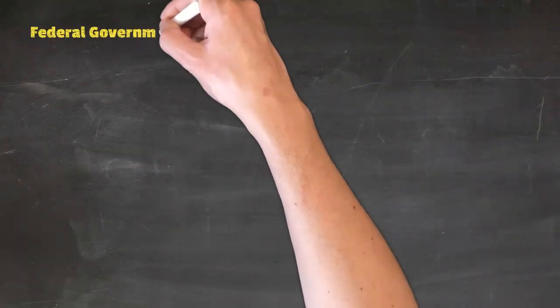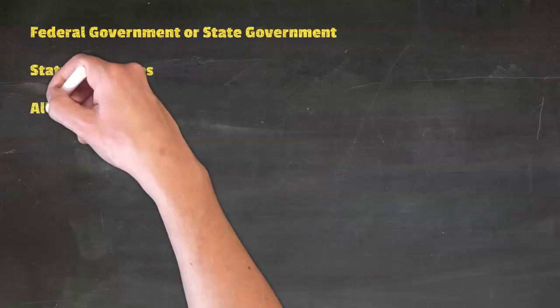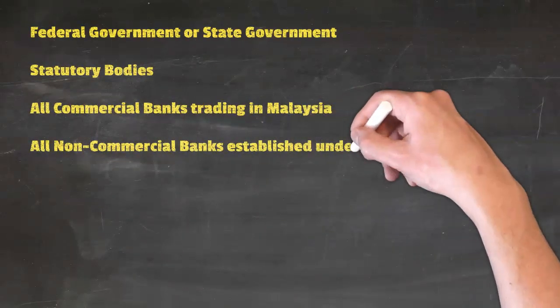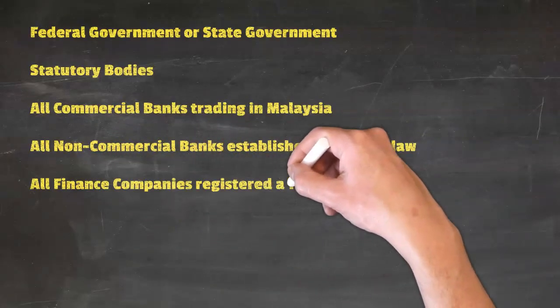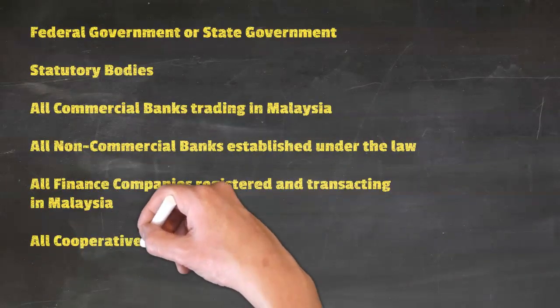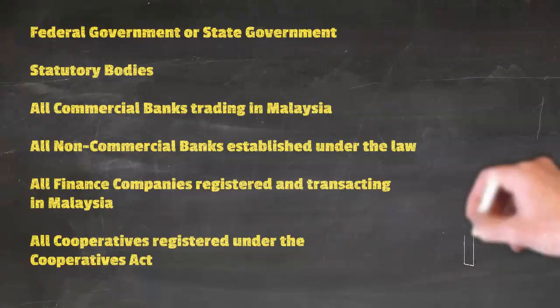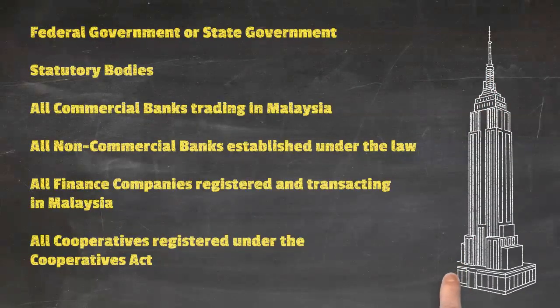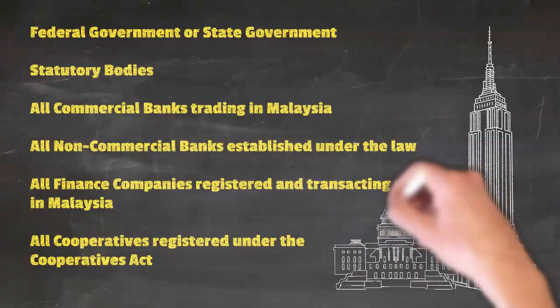1. Federal government or state government, 2. Statutory bodies, 3. All commercial banks trading in Malaysia, 4. All non-commercial banks established under the law, 5. All finance companies registered and transacting in Malaysia, 6. All cooperatives registered under the Cooperatives Act.